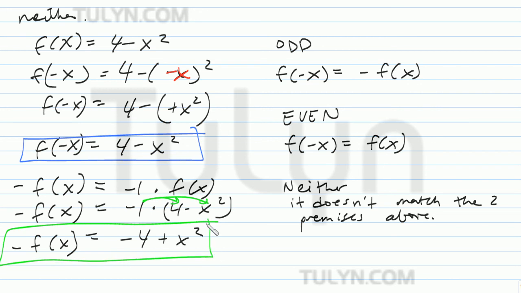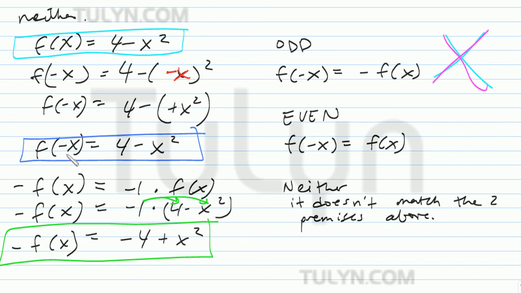And now let's see if it's odd, even, or neither. Odd says f of negative x equals negative f of x. Now let's look at this. 4 is positive here and 4 is negative here. So that's not true. Put an X right next to it to show that's not true.